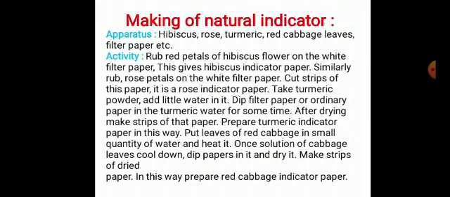Similarly, red cabbage indicator paper can be prepared. For this, leaves of red cabbage are put in a small quantity of water and then heat is applied to it. Once the solution of cabbage leaves cools down, dip the papers in it and let them dry, and in this way you can prepare red cabbage indicator paper. These are the natural indicators.